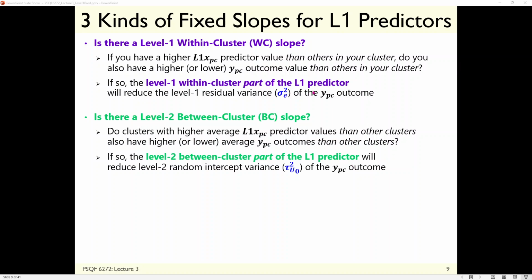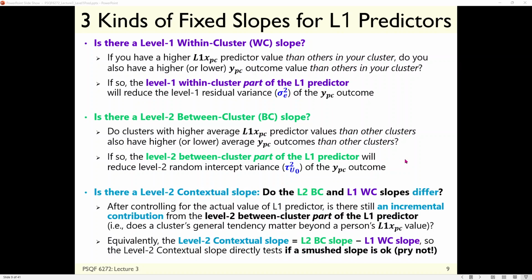If I have a level 1 effect, that's 1 pseudo R-square, right? I can ask, of the residual variance at level 1, how much did I explain by my level 1 predictor? And then at level 2, a second pseudo R-square. Of the level 2 variance in my outcome, how much did my level 2 predictors explain?